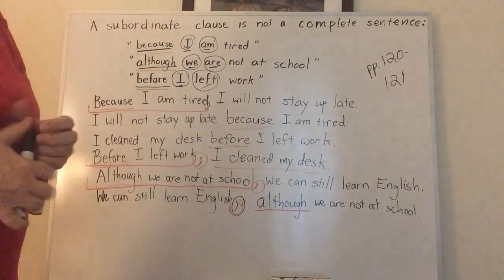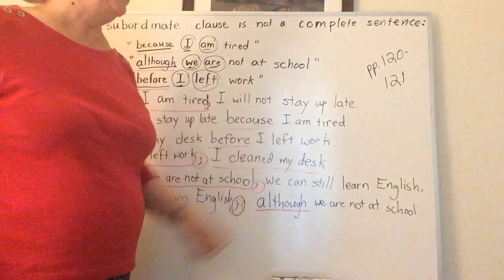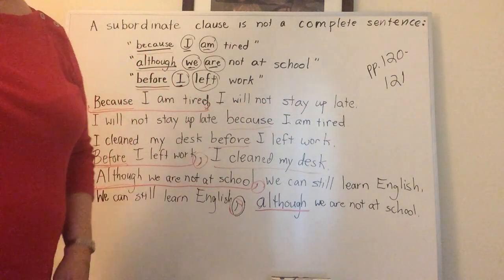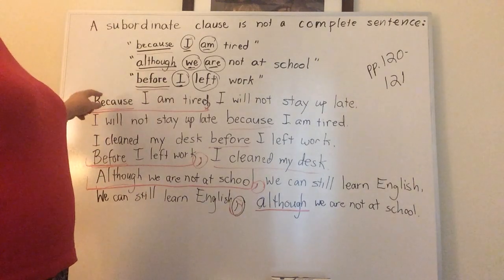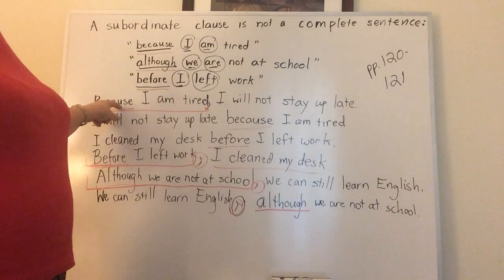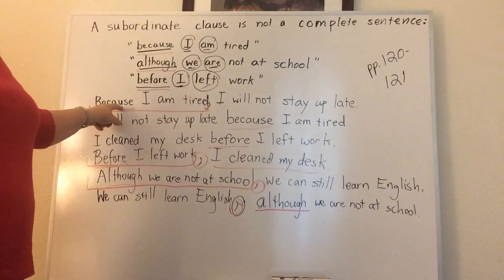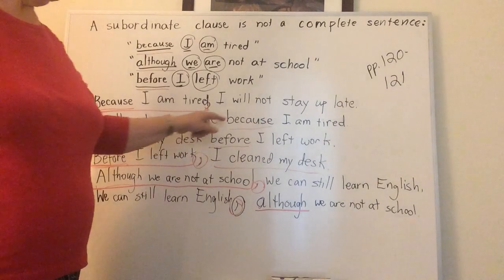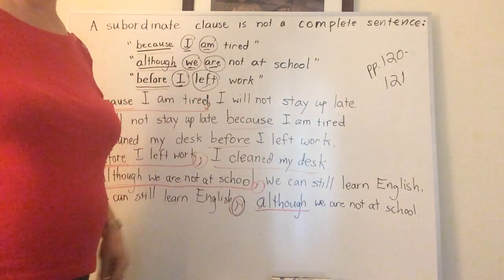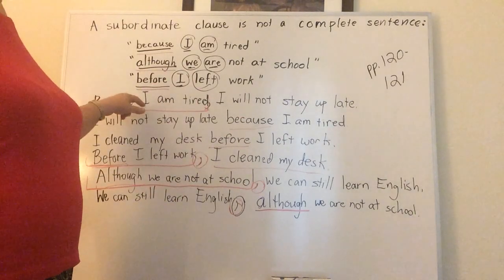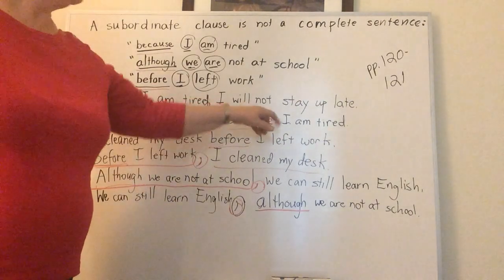Now that's a complete sentence. I will not stay up late is the main clause, but because I am tired is the subordinate clause, and it begins with a subordinate conjunction, because. I will not stay up late because I am tired. This is exactly the same information, but we put the subordinate clause second.